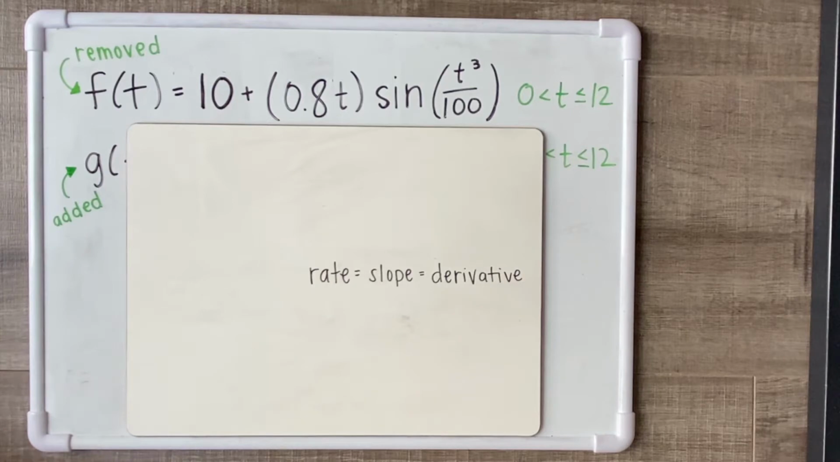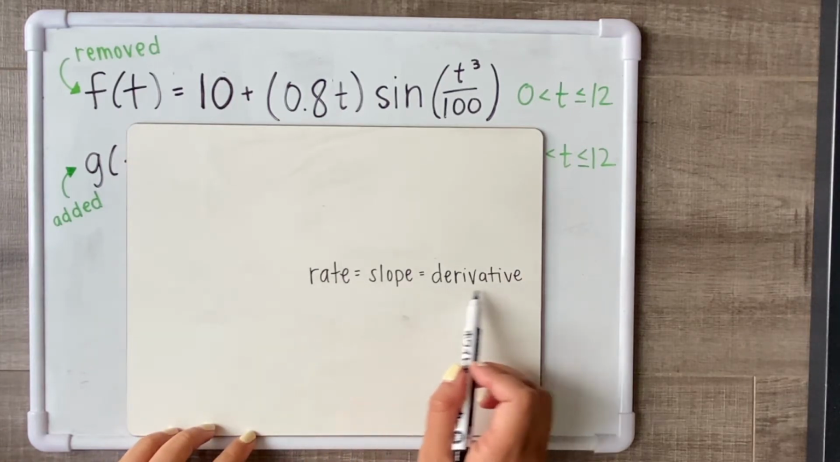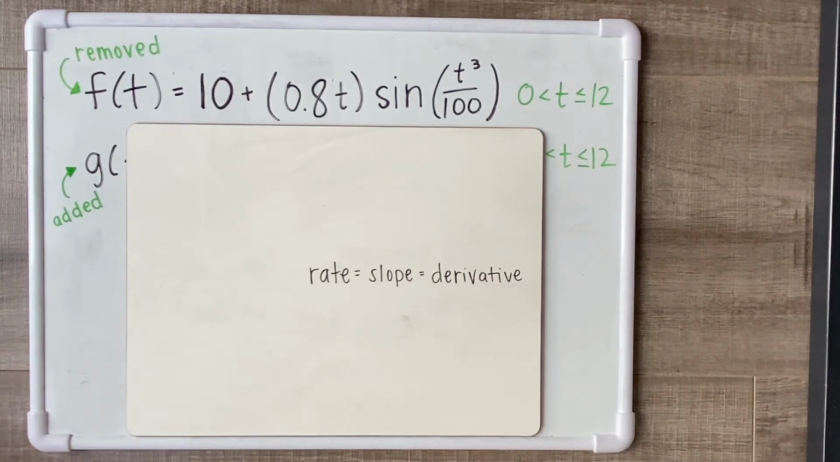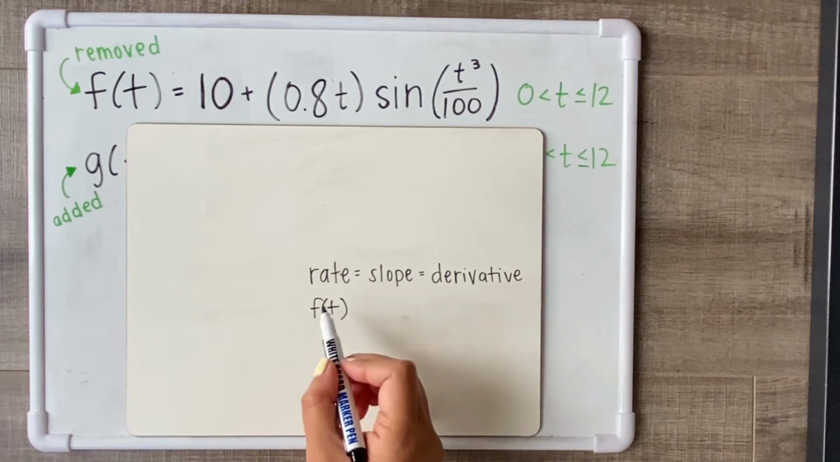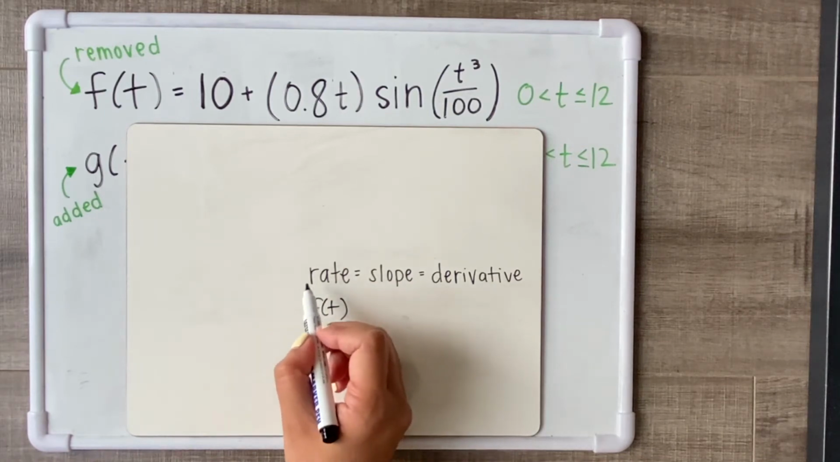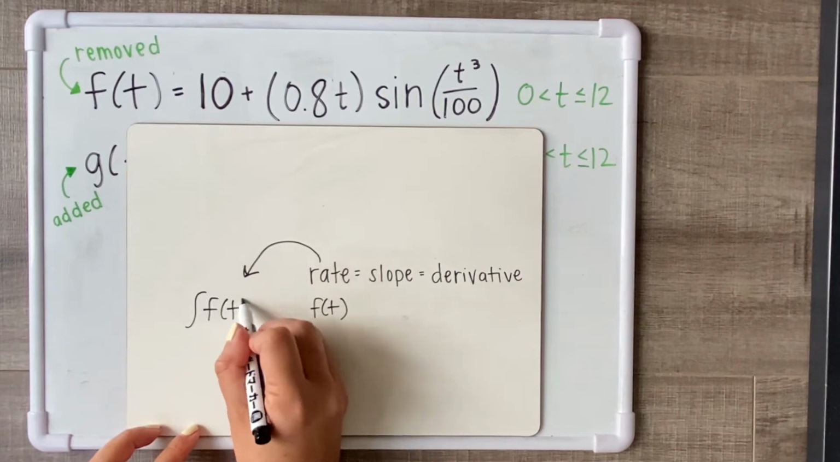Let me show you real quickly why, and this concept is kind of the basis for the whole problem. Essentially, the rate of something is also like saying the slope of something, which is also like saying the derivative of something. So if they gave us the rate equation, f of t, and now we want to get the number of pounds, we need to quote unquote go backwards and get the integral of that equation.